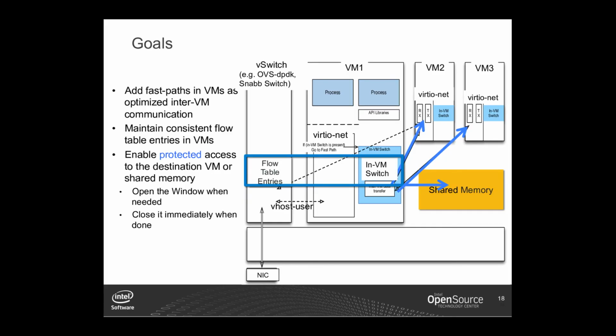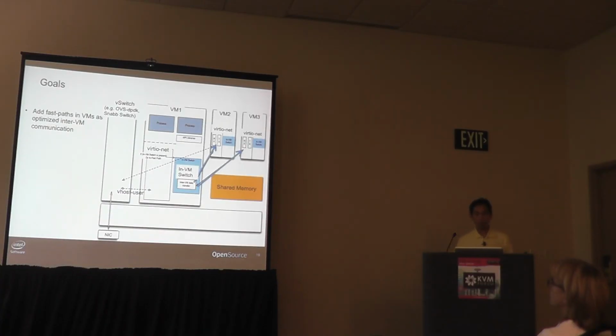What we want is, first of all, to add fast paths in the VM to optimize the inter-VM communication. That's what we need. So you see the in-VM switch here. Whenever you want to send a packet, we want to send the packet from here to this. If we don't have this fast path, what the vSwitch does, with vhost-user, is just access from here to here, this virtqueue here, right?